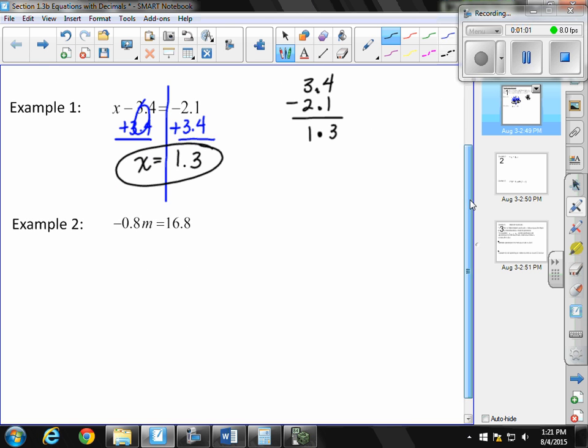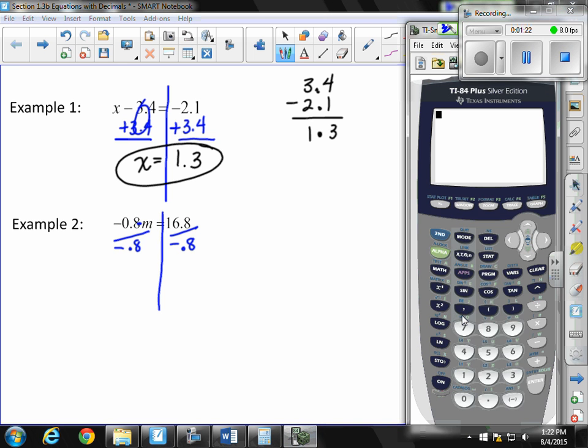Example number 2 says we have negative 0.8n equals 16.8. Here I've got multiplication, right? 0.8 times n, so I need to divide by negative 0.8.